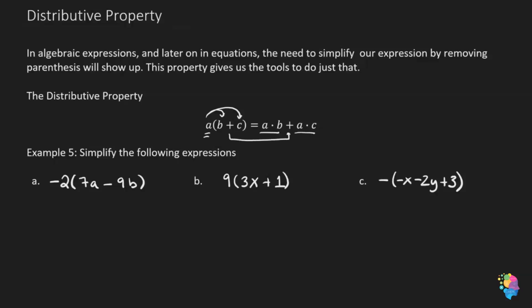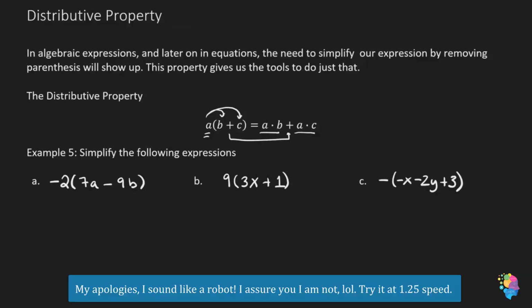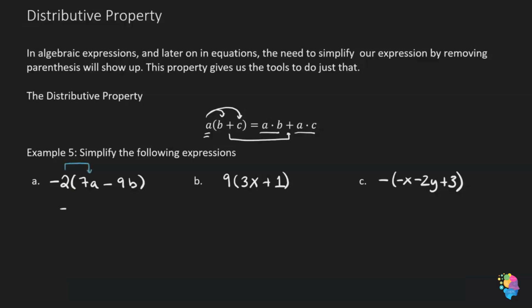So let's do an example here. I have -2 parentheses 7a minus 9b close parentheses. This means that the -2 is going to distribute to this first term. So I'm going to multiply -2 times that 7a. Now this -2 will also distribute to the second term. So that will give us -2 times that minus 9b.